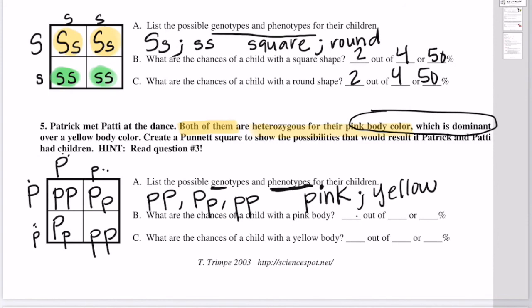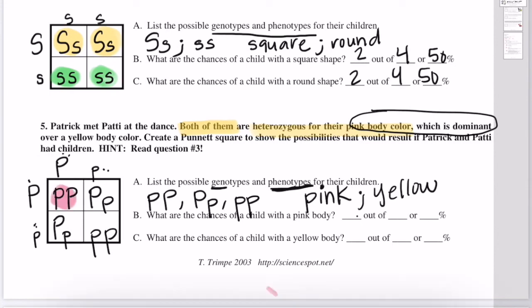So now let's take a look at this. What are the chances of a child with a pink body? Big P, big P, big P, little p, big P, little p. Okay? And so now we're going to write that, and that would be 3 out of 4, or 75%. Now it says, what are the chances of a yellow body? Well, the yellow body would only be the recessive, which would be little p, and that would be 1 out of 4, or 25%.